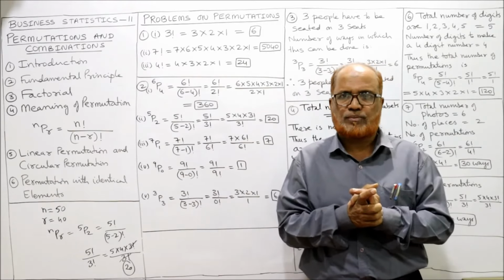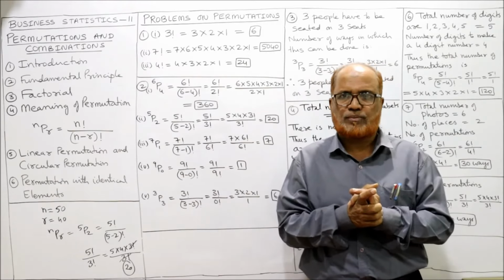Second problem, calculate 6P4. The nPr formula you must remember. The formula for nPr was n factorial by n minus r factorial. That formula will apply for 6P4. n is equal to 6, r is equal to 4. So 6P4 is equal to 6 factorial divided by 6 minus 4 factorial. So 6 minus 4, 2 factorial. So 6 factorial by 2 factorial. 6 into 5 into 4 into 3 into 2 into 1 divided by 2 into 1. Here 2 into 1, here 2 into 1 cancel. 6 into 5 into 4 into 3, you will get 360. That's all. This is the expansion of nPr.